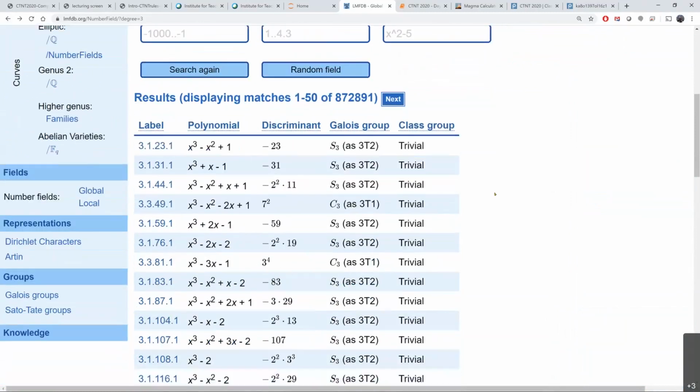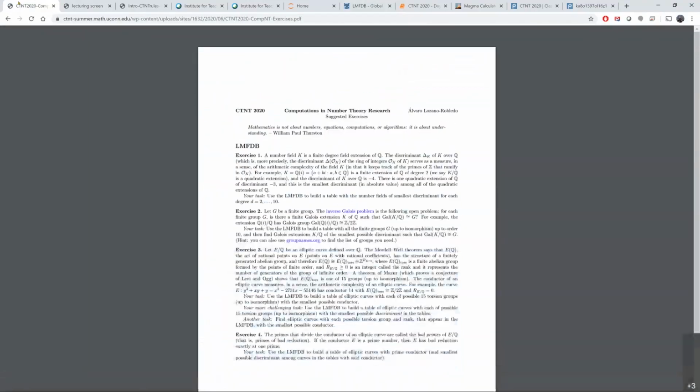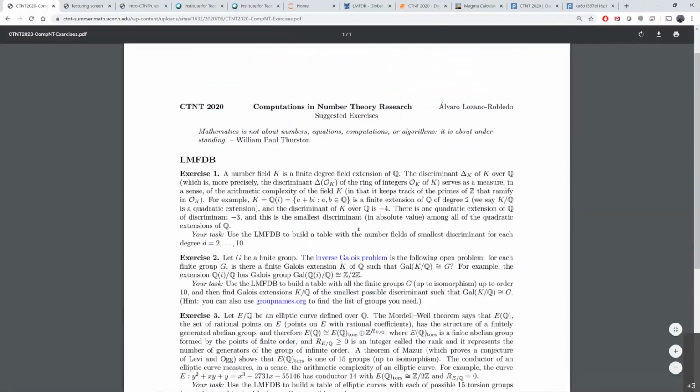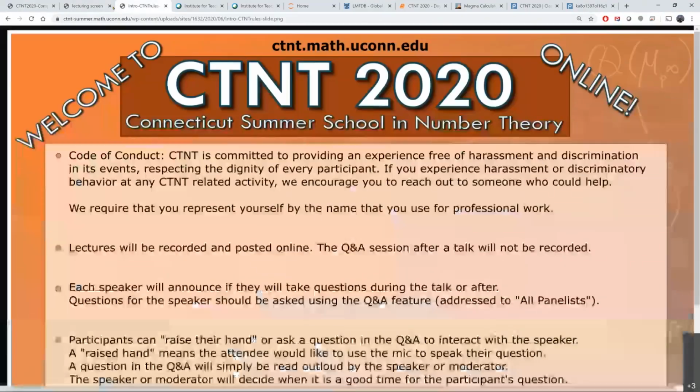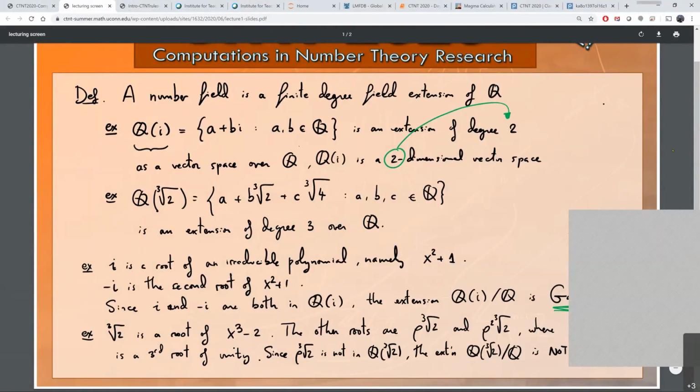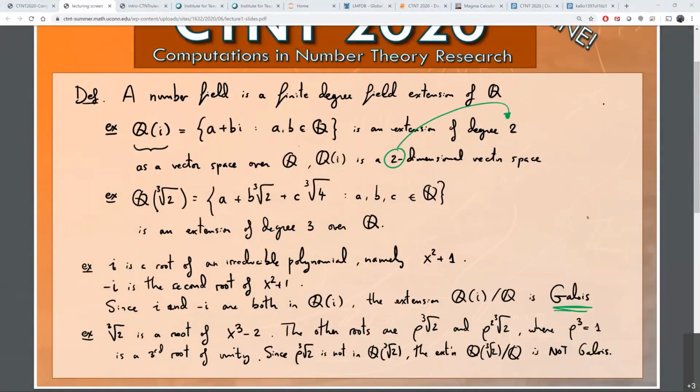All right, so what else can we do? The second problem, maybe this is too small for you to see, that I would like you to explore with LMFDB is the inverse Galois problem. So the inverse Galois problem is the following. As I said, for example, in Q adjoin i over Q, the Galois group is Z mod 2. A quadratic extension is Galois, and the Galois group is just Z mod 2.